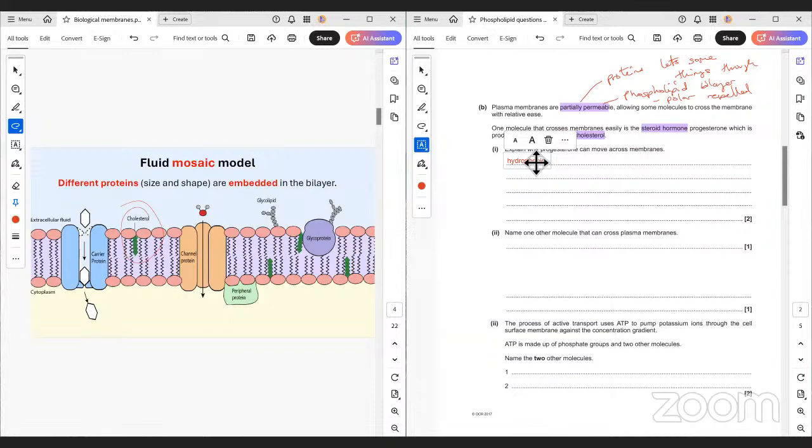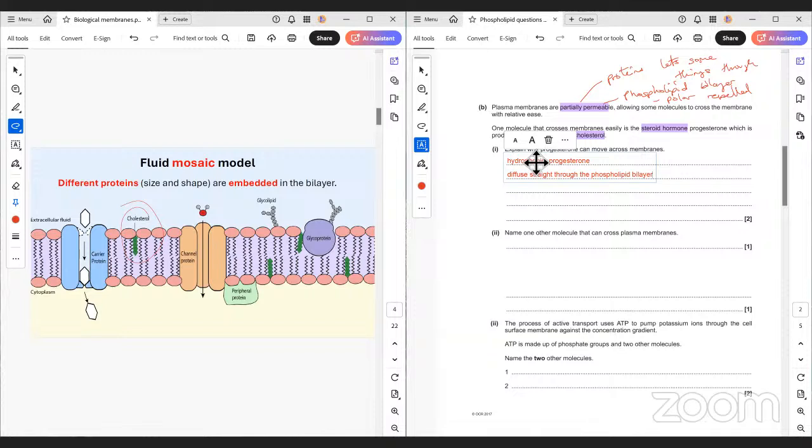So hydrophobic progesterone. Because it is hydrophobic, it is able to diffuse straight through the phospholipid bilayer, because it's able to get across through the fatty acid chains. What we've got to understand is that it's not going to be repelled away.